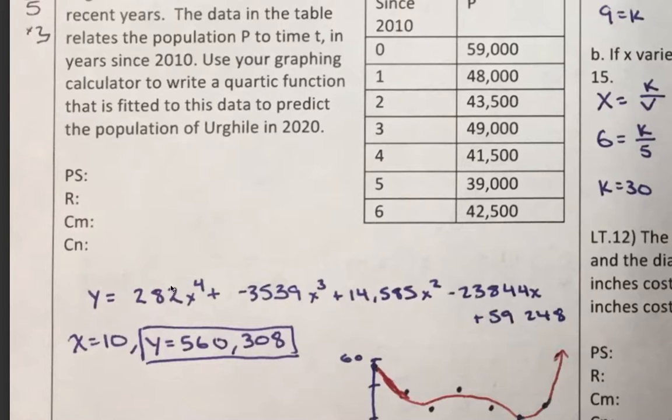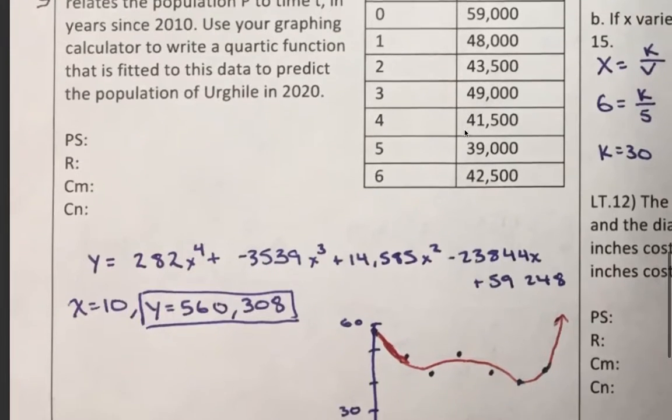And then you wind up with a big, long, messy equation. I went ahead and rounded to the nearest integer. And so when I plugged in 10 into this gargantuan thing, I wound up with y equals 560,000, which you can see doesn't quite fit here.